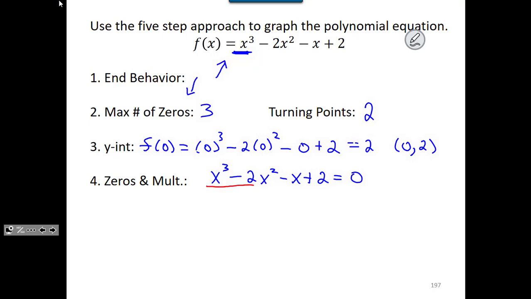So I'm going to take these first 2 terms there, x to the third minus 2x squared. I'm going to look at those 2 terms and see what I can factor out, which is x squared. So this is going to become x squared times (x minus 2).